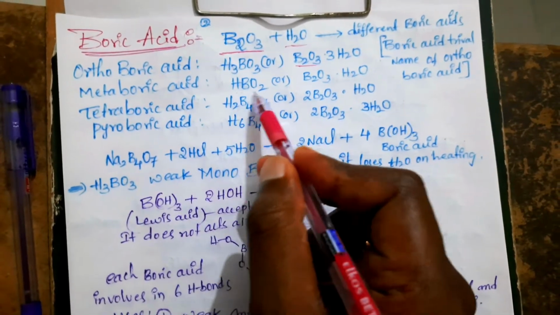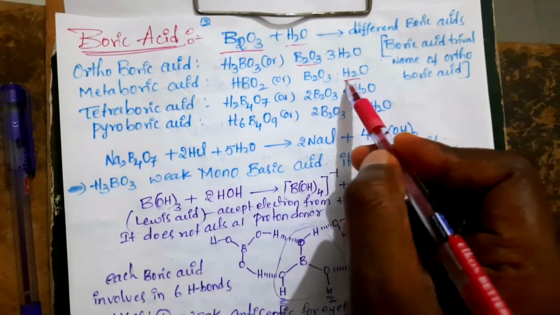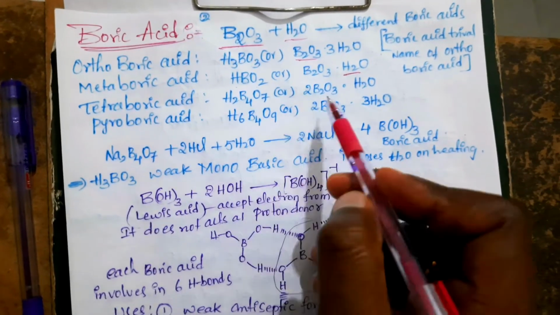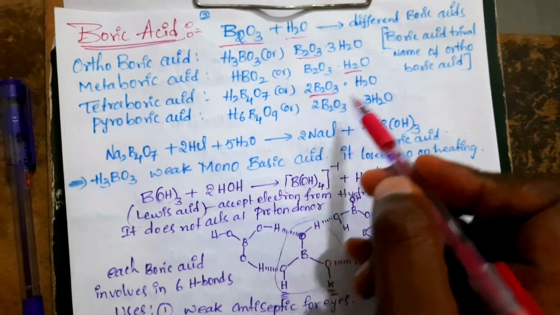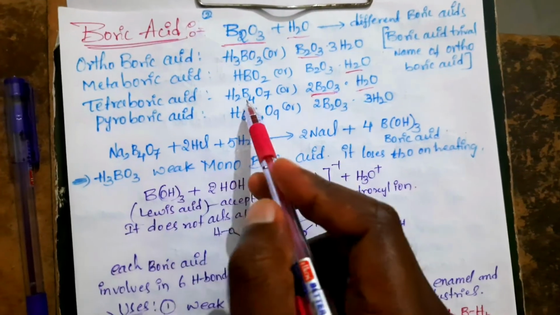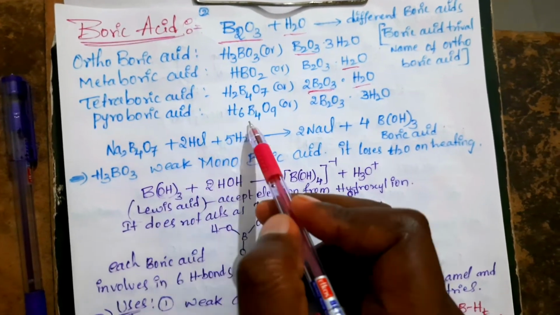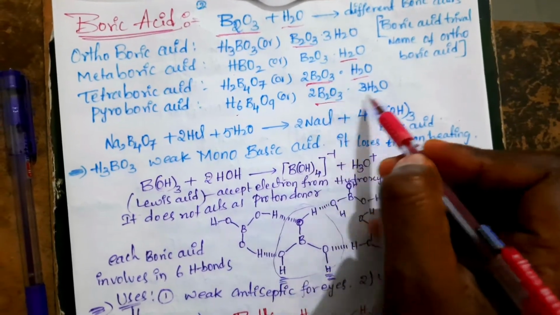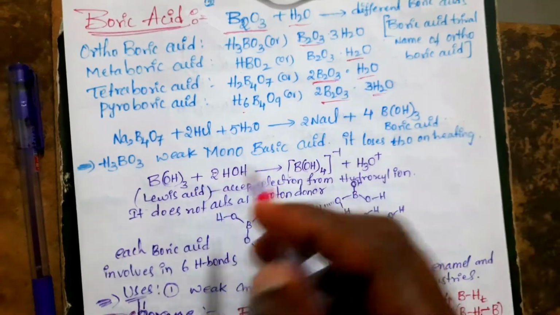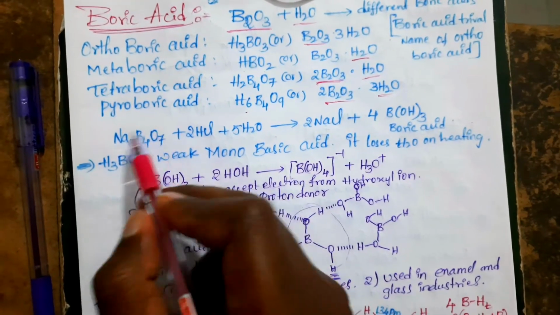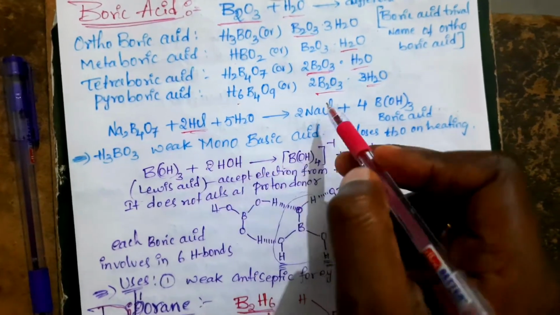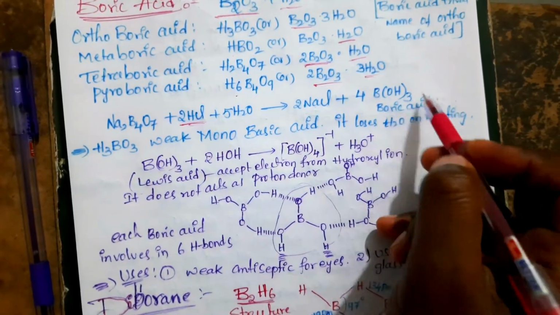Metaboric acid is HBO2. It consists of only one water molecule with boric anhydride. Tetraboric acid is H2B4O7, 2 boric anhydride with 1 water molecule. Pyroboric acid is H6B4O9, 2 B2O3 and 3 H2O molecules. Borax, sodium tetraborate, whenever it reacts with HCl, gives NaCl and boric acid.